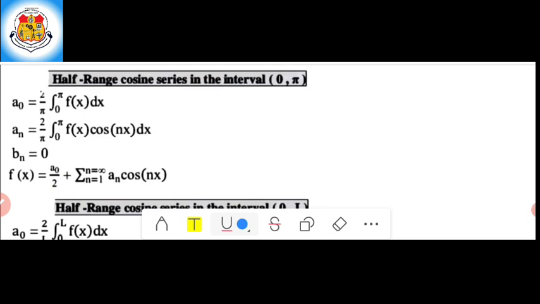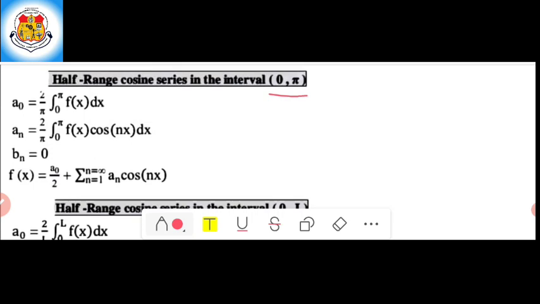In the last video, we discussed half-range Fourier series. The half-range Fourier series is of two types. The first one is the half-range cosine series, and the second one is the half-range sine series. First, we will see the half-range cosine series in the interval 0 to pi. Here we just revise the formulas to find the half-range cosine series for the interval 0 to pi.